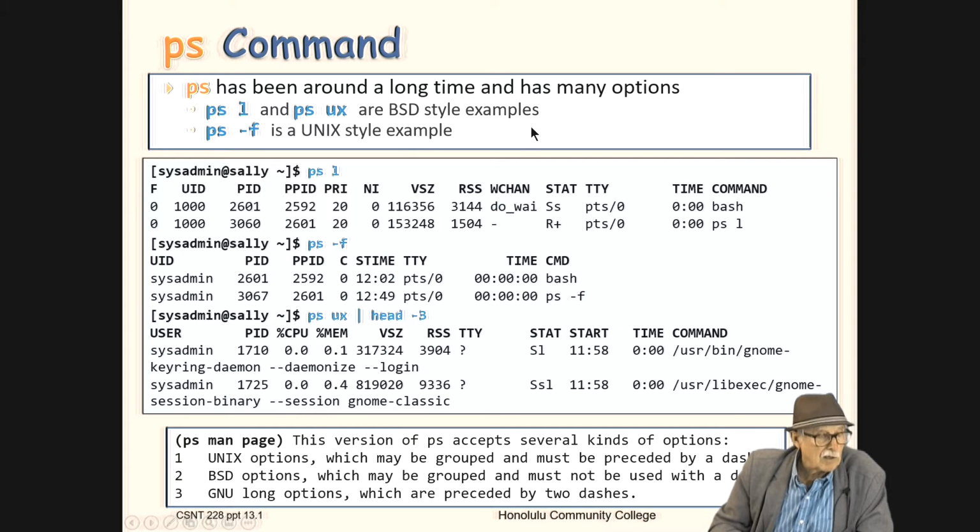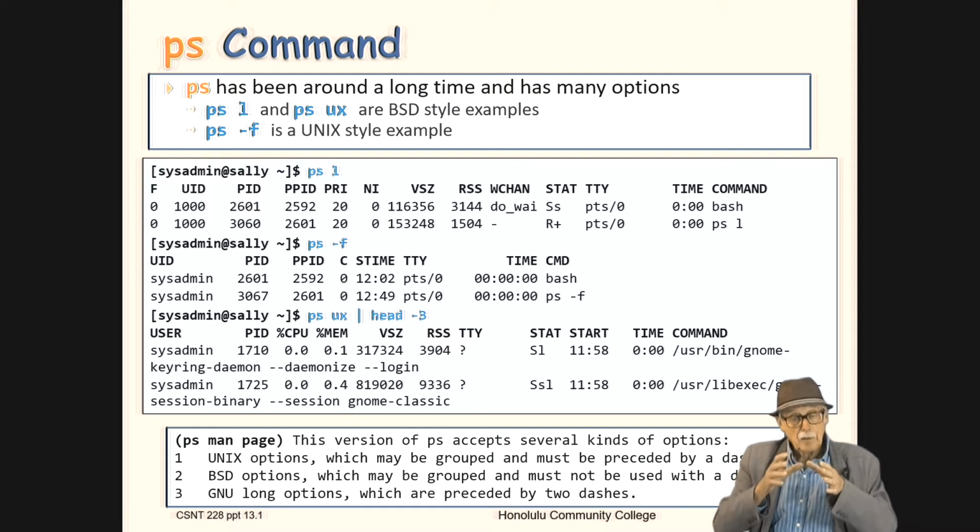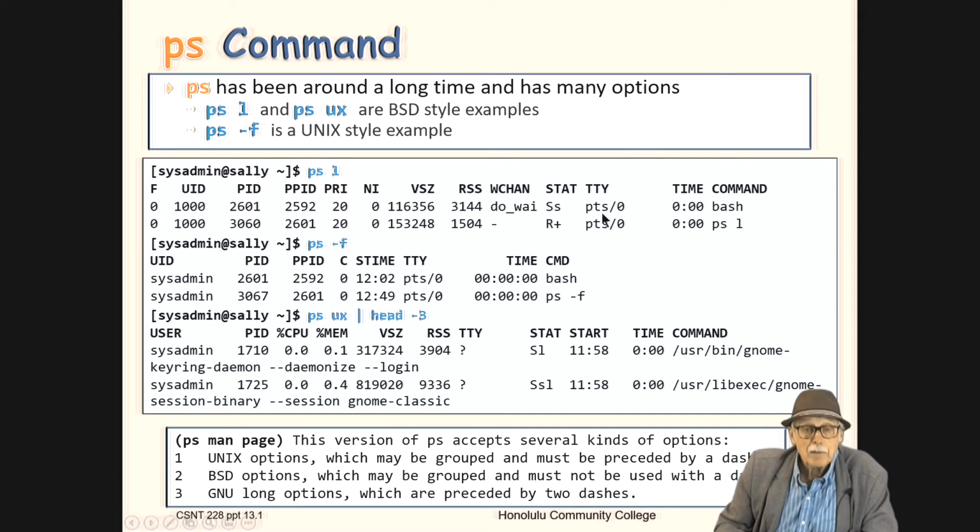ps has been around a long time, has many options. Another one that's good is ps -u, and then you can give it a username. So it's all of the processes running for a particular user. Because if you just say ps -fe, you'll just get the parent and child of the current login. But there might be other processes that are being run. I'll show you that in a minute too.